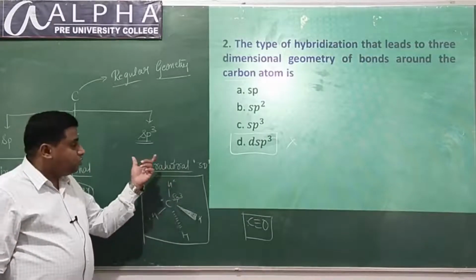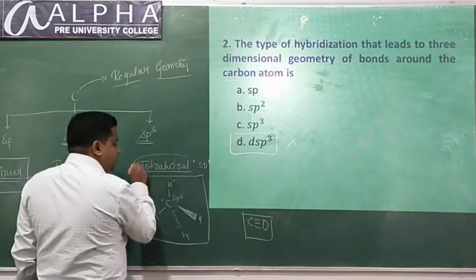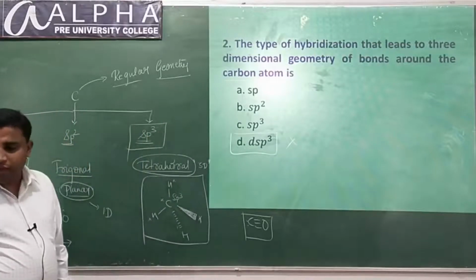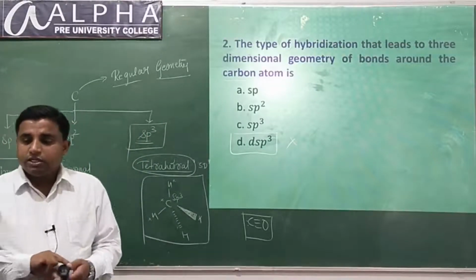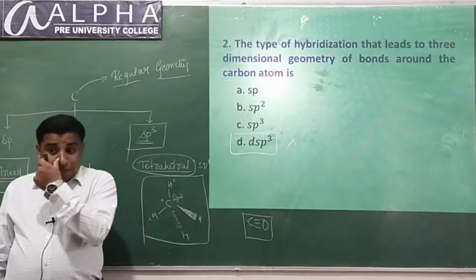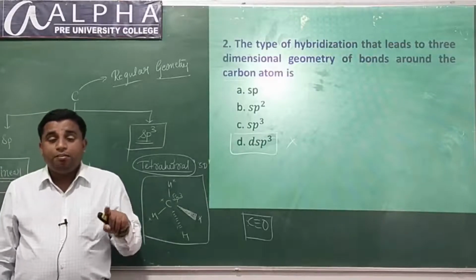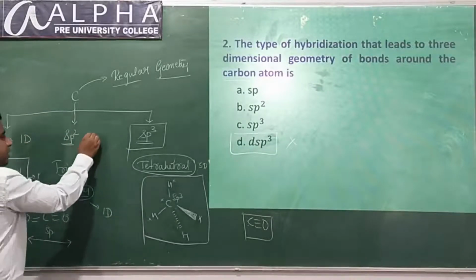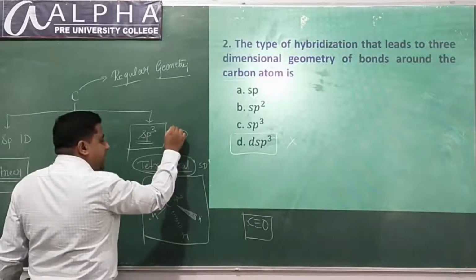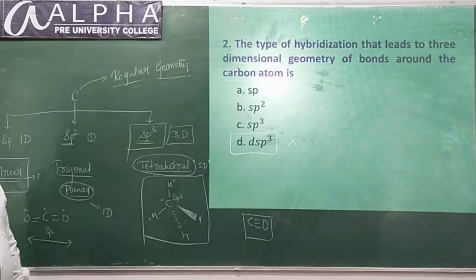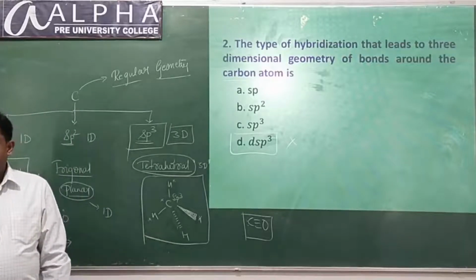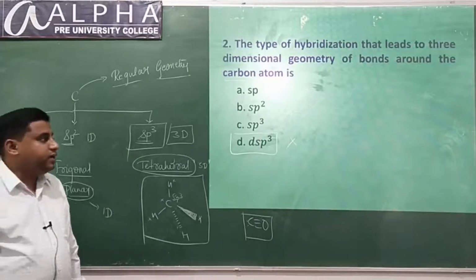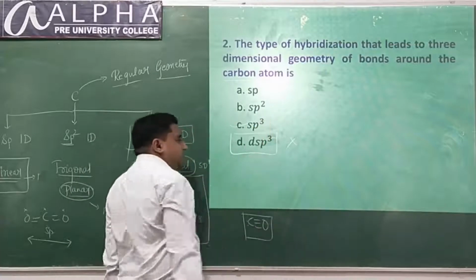So three-dimensional geometry is given by which structure? Tetrahedral structure. Tetrahedral structure means what type of hybridization? sp3 hybridization. Now just look at the question that has been asked here. The question says, what is the type of hybridization that leads to three-dimensional geometry? This is one-dimensional geometry, this is also one-dimensional geometry, whereas this is three-dimensional geometry. So the type of hybridization that leads to three-dimensional geometry of bonds around the carbon atom is definitely sp3 hybridization.